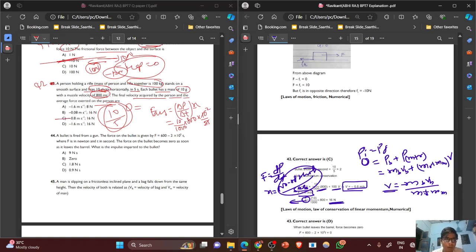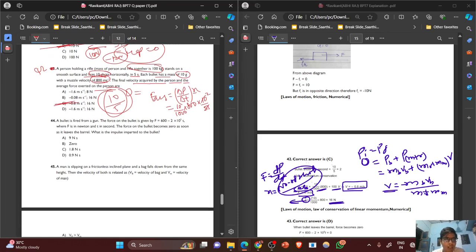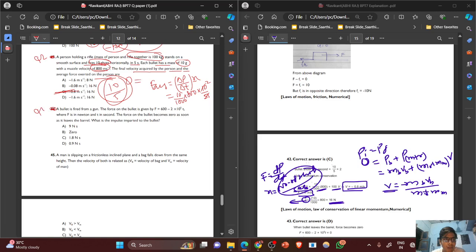So your correct option will be option number 3, C. Now moving to the next question, question 43. A bullet is fired from a gun. The force on the bullet is given by this expression, where the force is in Newton. The force on the bullet will become zero as soon as it leaves the barrel.